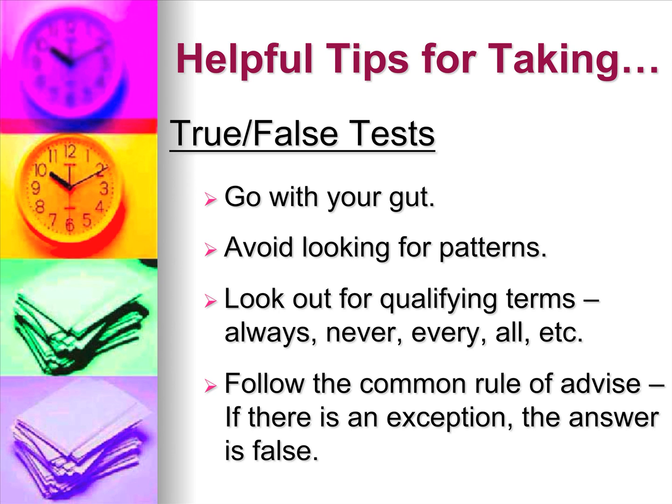For example, if the question is, is grass always green? No, it's not always green. Sometimes it's brown. Pay attention to words like these. Finally, follow this common rule. If there is an exception, the answer is false. Even if the exception only happens once in a trillion chances, there is still an exception, so the answer is false.